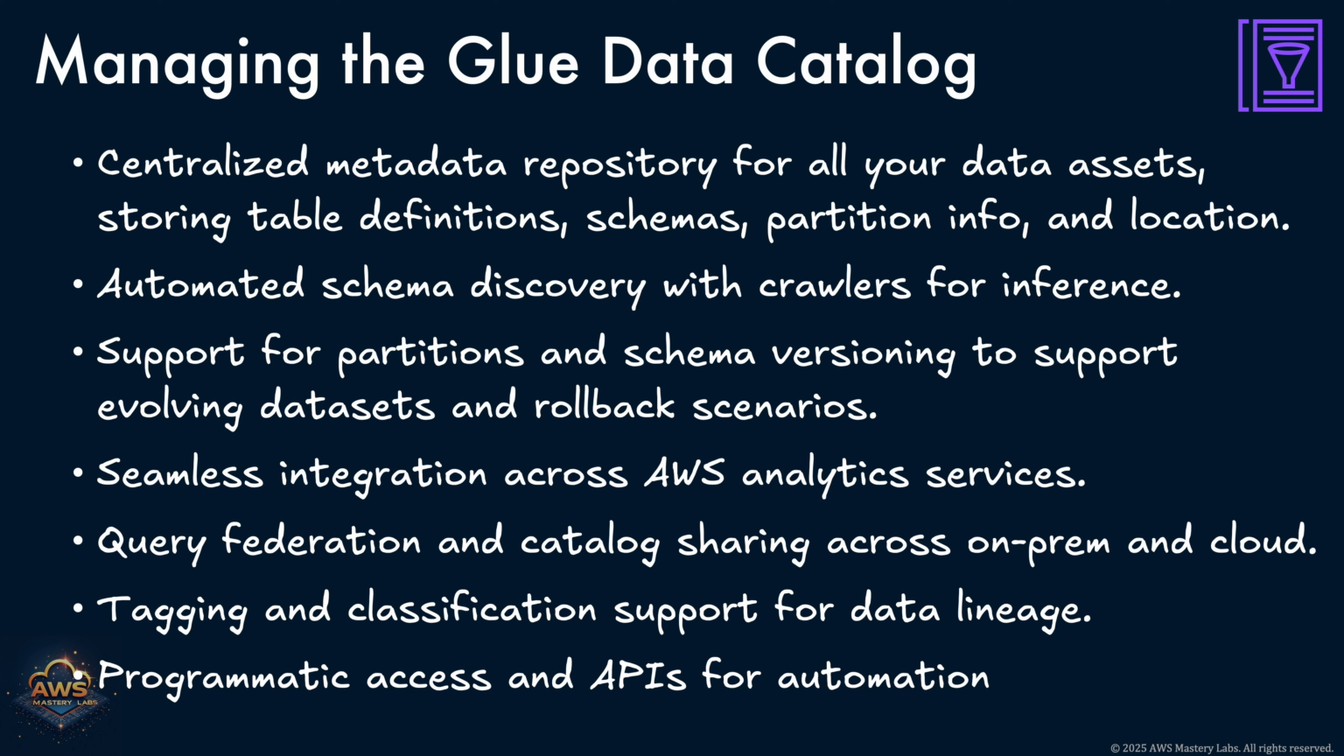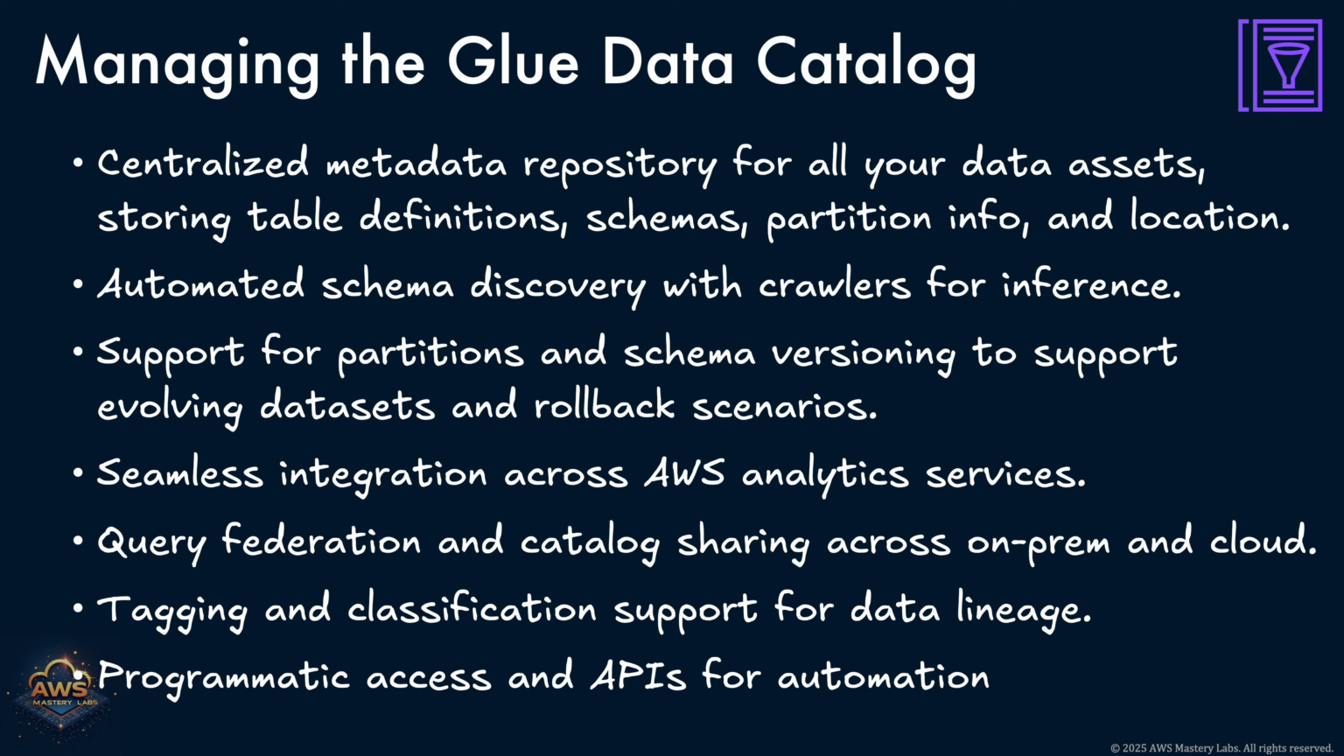Crawlers automatically scan data in Amazon S3, JDBC sources, and other storage systems to infer schema, detect partitions, and populate the catalog with up-to-date metadata. This means you no longer have to manually define schemas or track schema changes over time. Once cataloged, your metadata becomes immediately usable across the AWS analytics stack. Athena, Redshift Spectrum, EMR, SageMaker Data Wrangler, and Lake Formation all read from the same catalog, enabling consistent schema definitions and simplified access management across services.